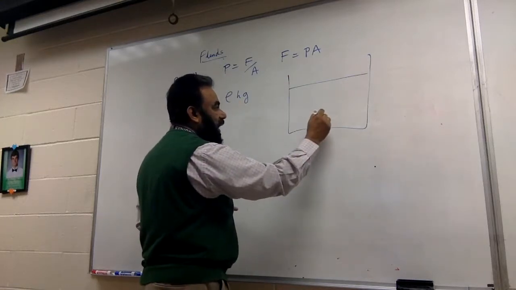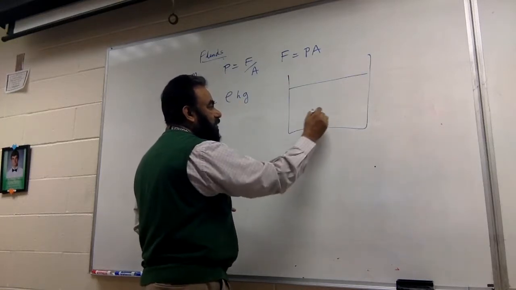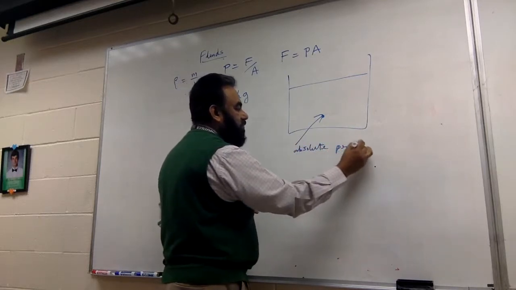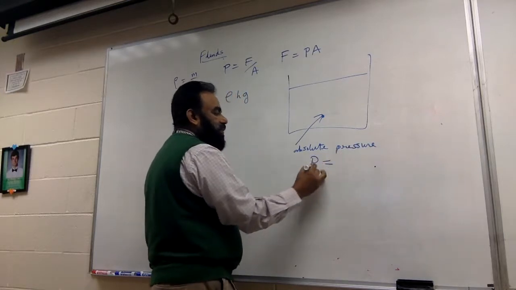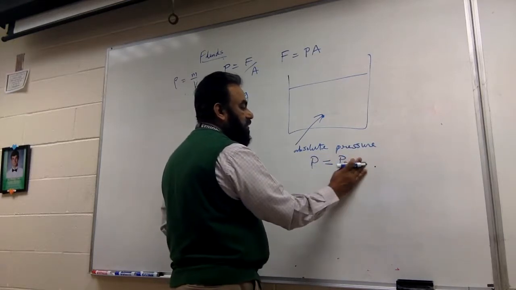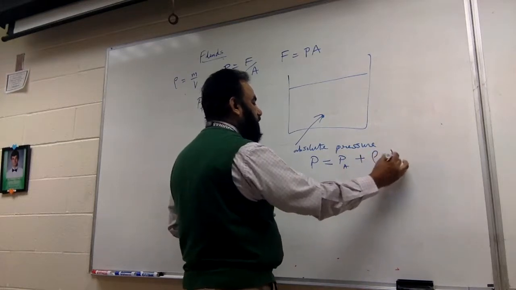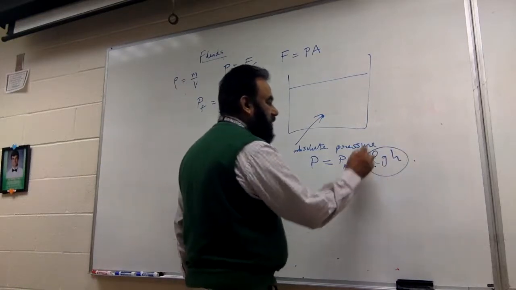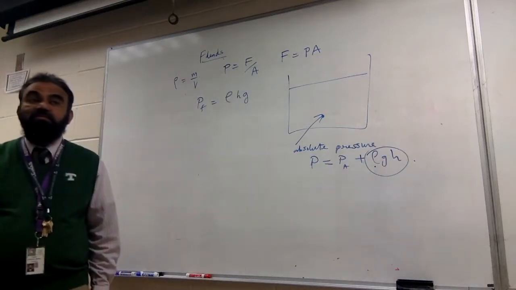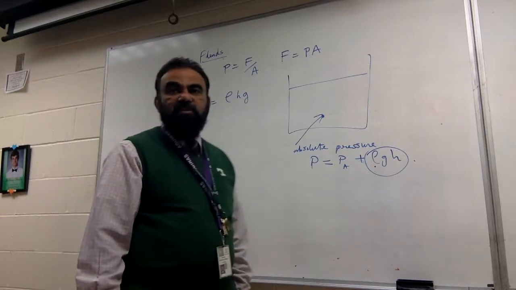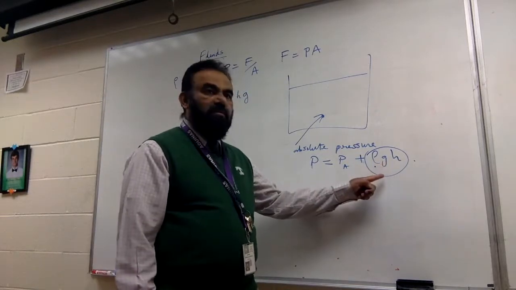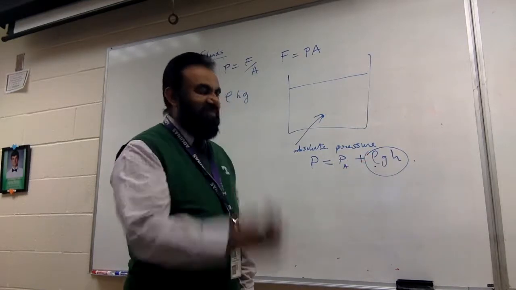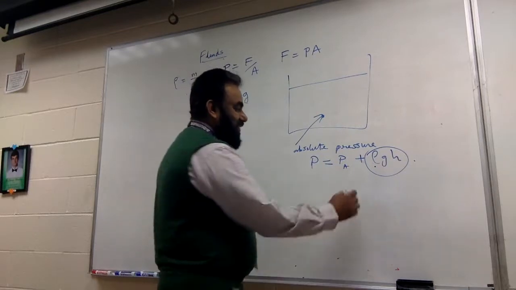If you want to find out the absolute pressure at this point, the absolute pressure P is equal to the pressure of the atmosphere plus rho gh. And I think I also mentioned to you that this part is also called, did I mention that? What is this part also called? Gauge pressure. Very well.